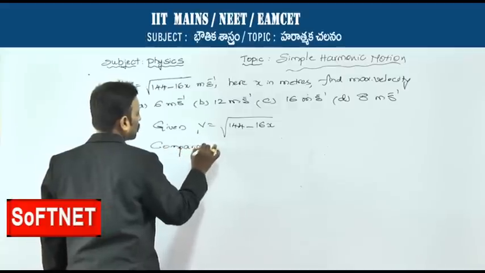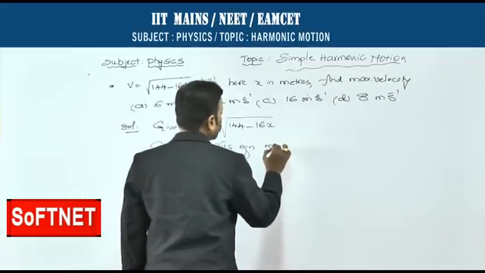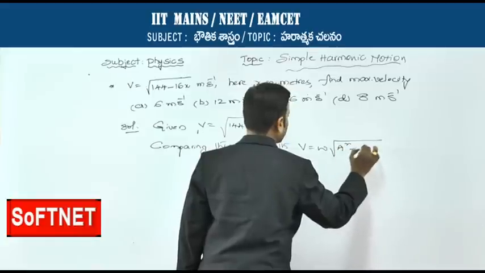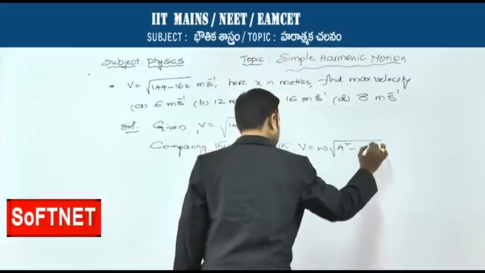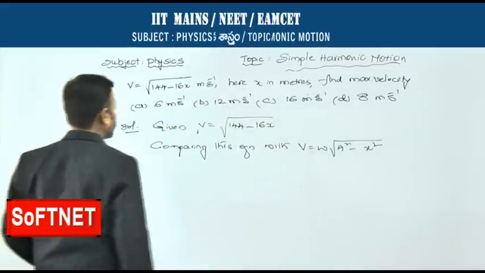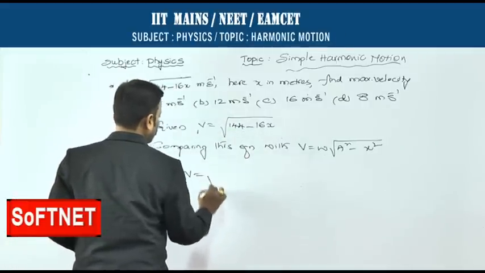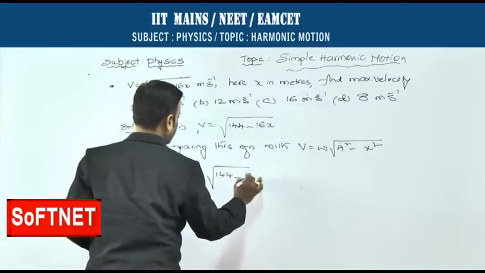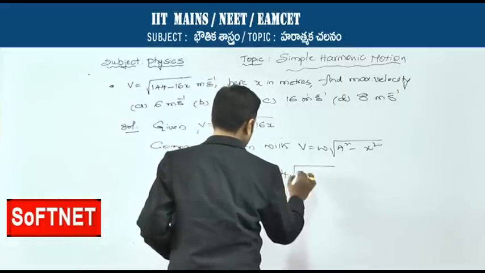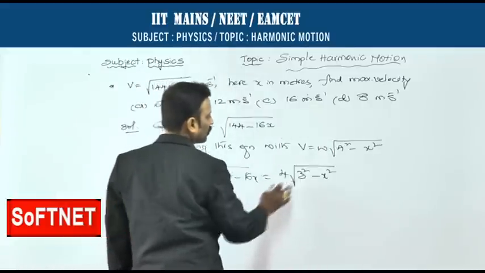Comparing this equation with v is equal to omega under root a square minus x square. When you compare this equation with a square minus x square, since v is equal to under root 144 minus 16x, it can also be written as 4 under root 3 square minus x square. Now, compare these two equations.